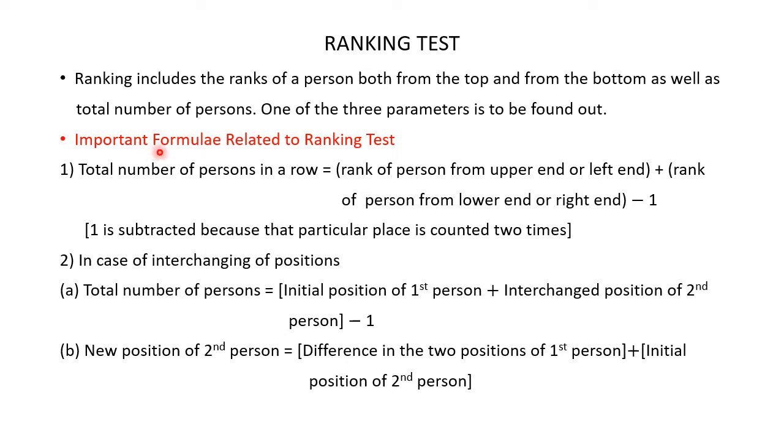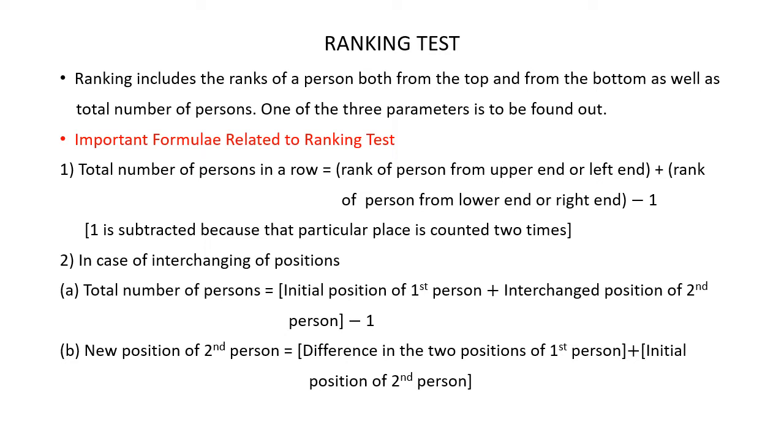Here are some important formulae related to ranking test. Total number of persons in a row is equal to rank of person from upper end or left end plus rank of person from lower end or right end minus 1. 1 is subtracted because that particular place is counted 2 times.